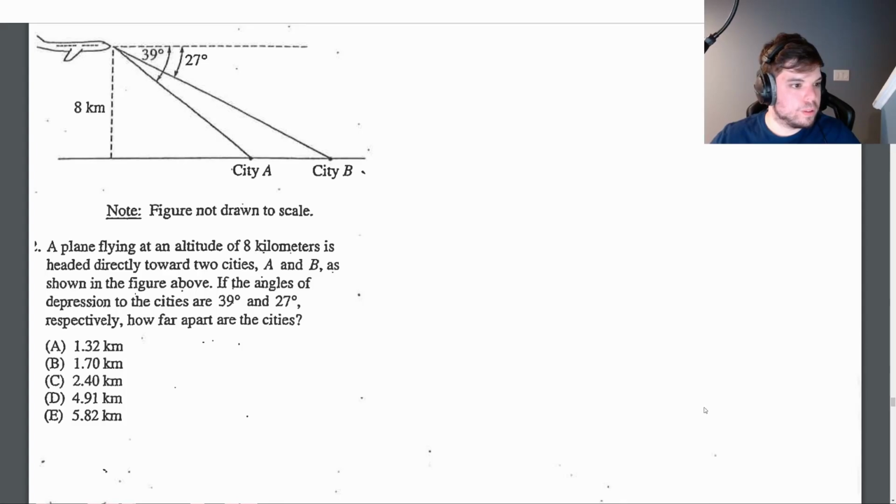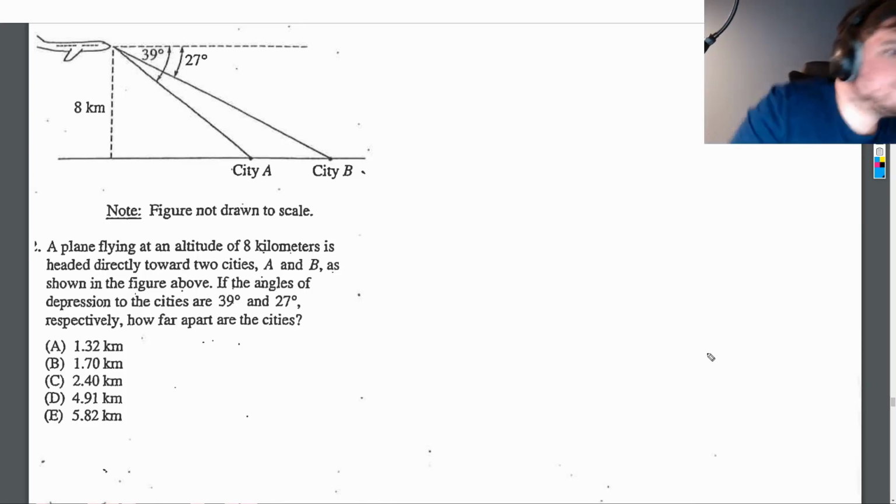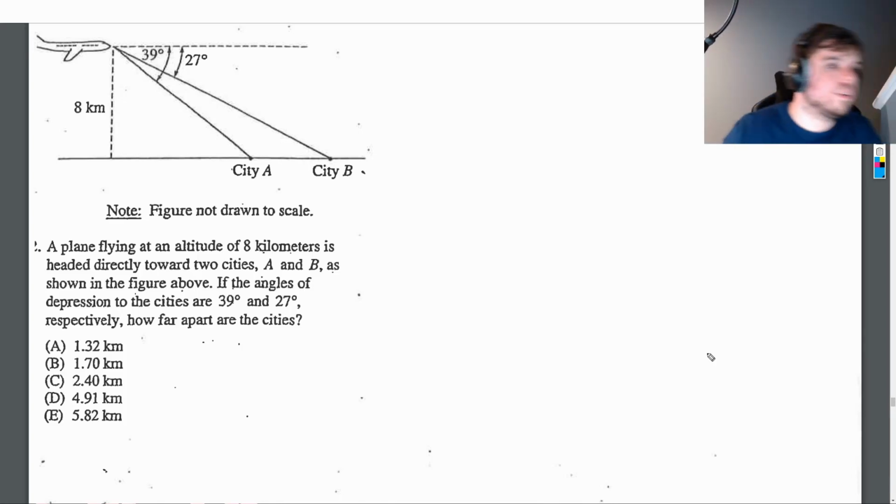Whoa. 42. We got a plane. A plane flying at an altitude of 8 kilometers is headed directly towards two cities A and B, shown in the figure. If the angles of depression to the cities are 39 and 27, how far apart are the cities? Ooh. So how far apart are the cities? This is X. That's what we're looking for.